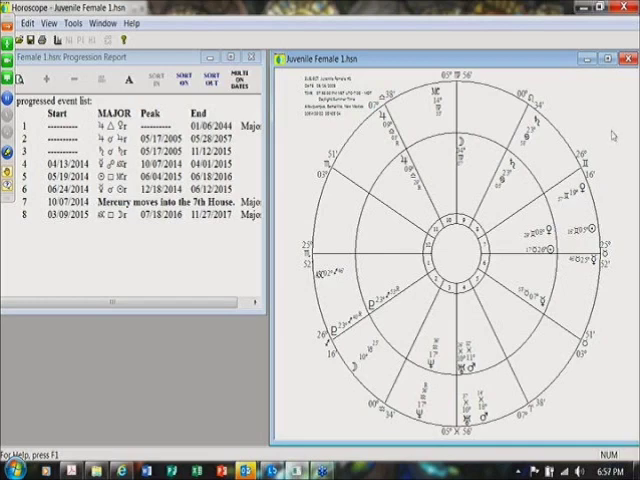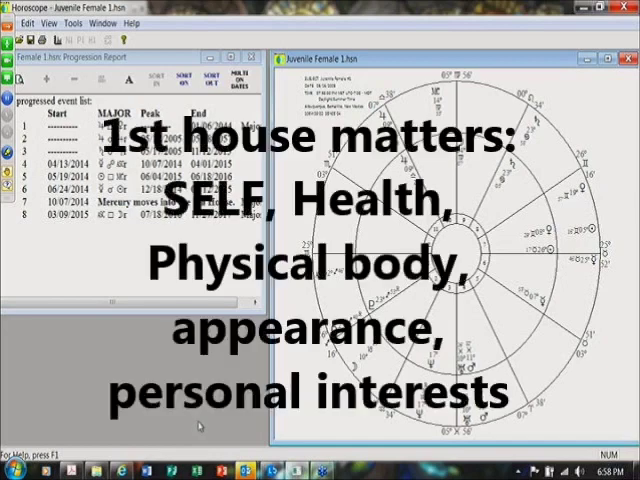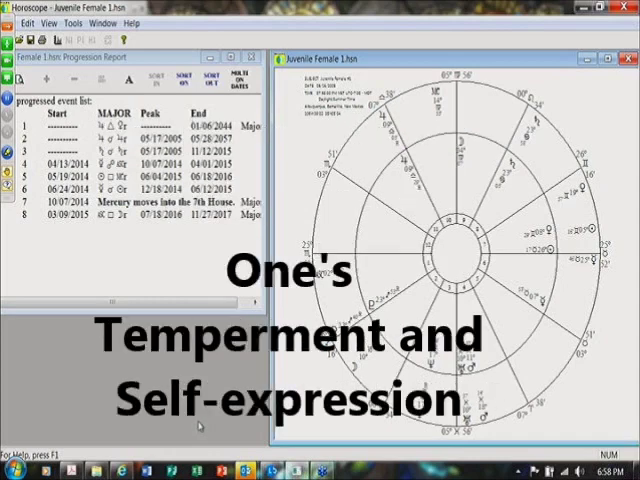We're going to switch now while we have an hour of time to go through this chart. And is there anybody who would like to volunteer a delineation for the 1st house? You are correct. That is Scorpio. And we have what planet in the 1st house? What are 1st house matters? Self, health, physical body, appearance, personal interest, one's temperament and self-expression.